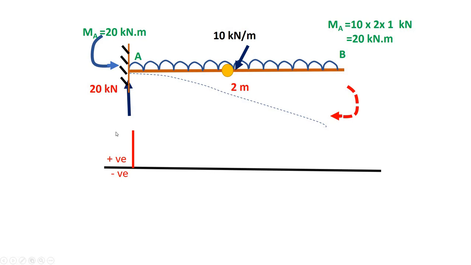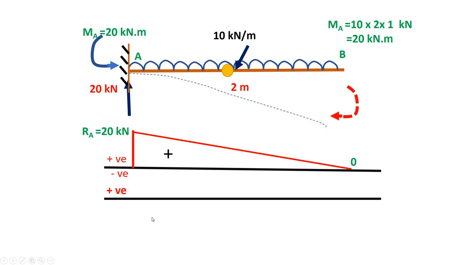Again, the shear changes from positive 20 to 0, right? 20 minus 10 into 2, that is 20. So finally the value is 0 and the diagram is positive, right?